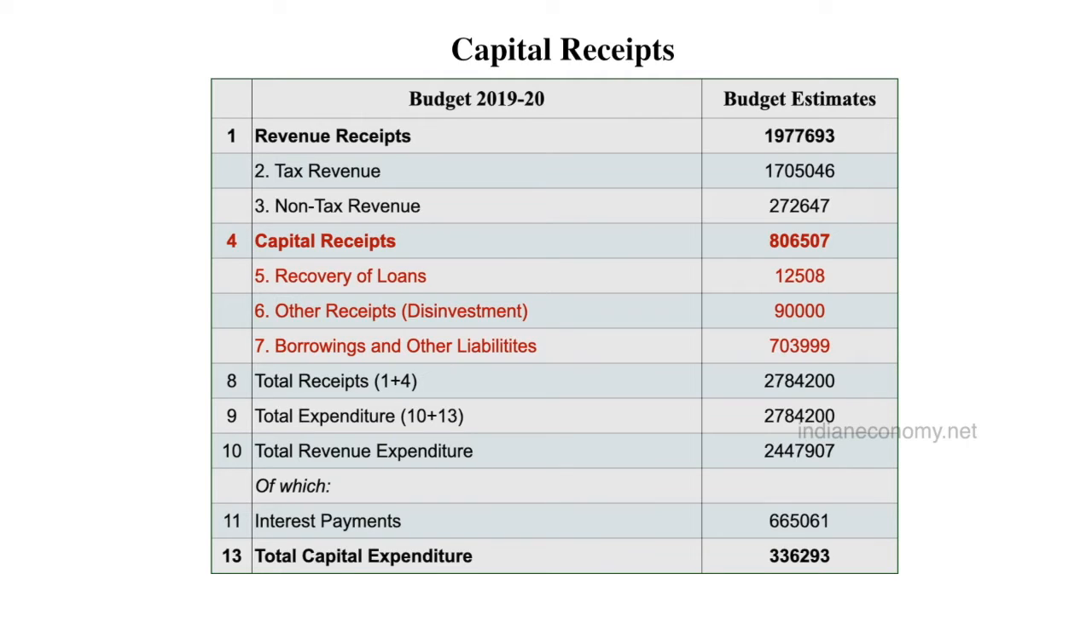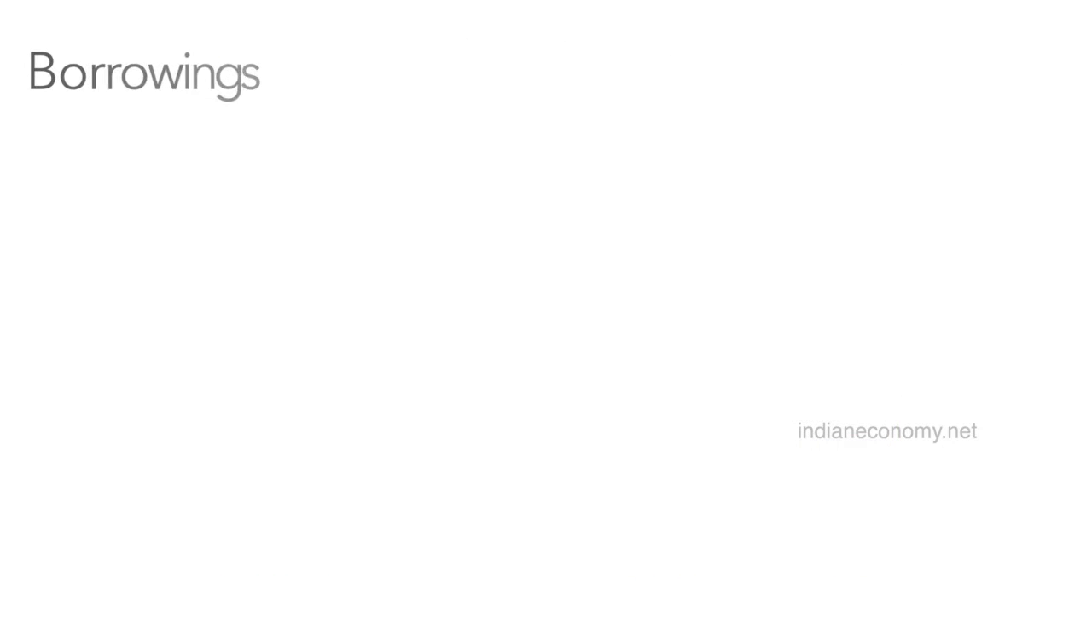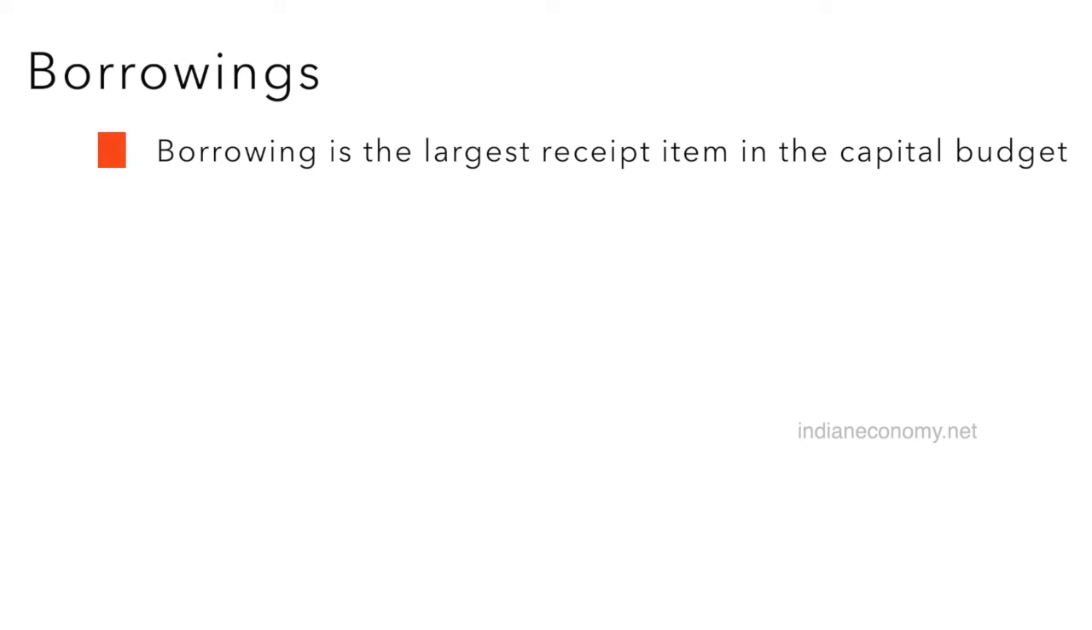Remember the contribution of the three components of the capital receipts. The most important one is the borrowings. We have to see the significance of borrowing in the 2019-20 budget. Remember, borrowing is the largest receipt item in the capital budget. Capital budget is around 8 lakh crores rupees. Out of that, 7 lakh crores rupees, around 85% comes through borrowing.